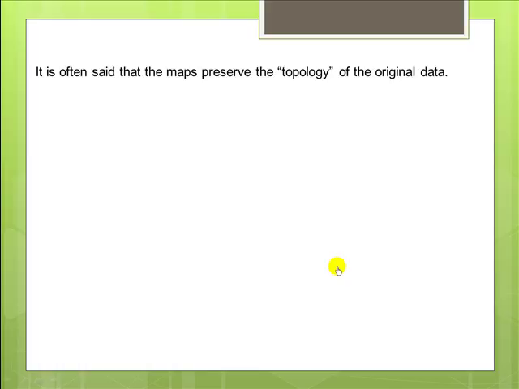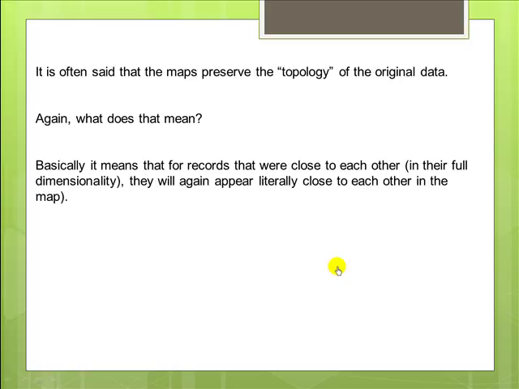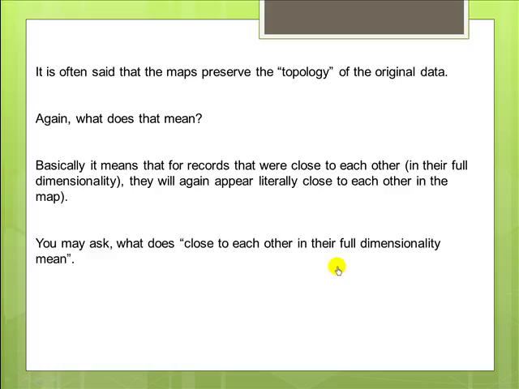It is often said that maps preserve the topology of the original data. So what does that mean? That just means these maps, not all maps, but these self-organizing maps, preserve the topology of the original data. It means that records that are close to each other in the high-dimensional space are also close to each other on the map. Basically, it means that for records that were close to each other in their full dimensionality, they will again appear literally close to each other in the map.